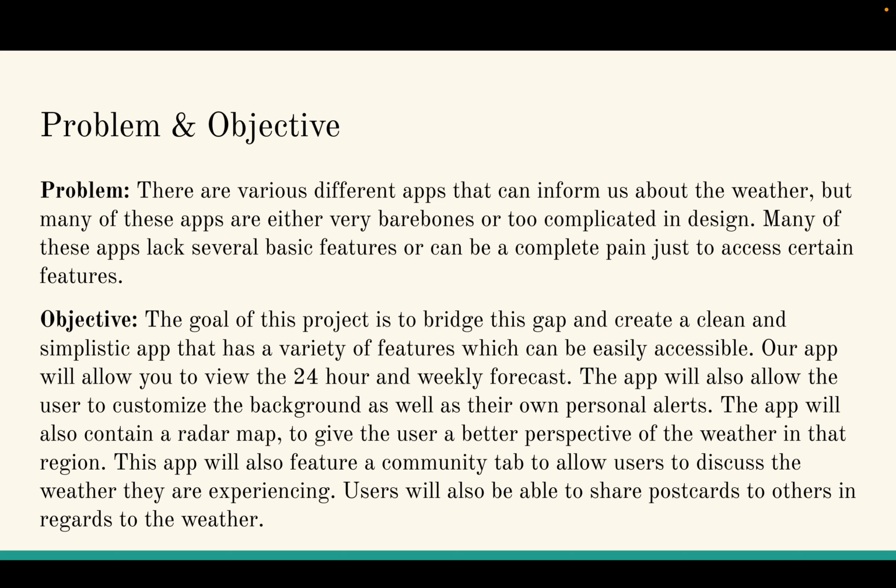So now I'd like to talk about our objective. The goal of this project is to bridge this gap and create a clean and simplistic app that has a variety of features which can be easily accessible. Our app will allow you to view the 24-hour and weekly forecast. The app will also allow the user to customize the background as well as their own personal alerts. The app will also contain a radar map to give the user a better perspective of the weather in that region, and this app will also feature a community tab to allow users to discuss the weather they are experiencing. Users will also be able to share postcards to others in regards to the weather.